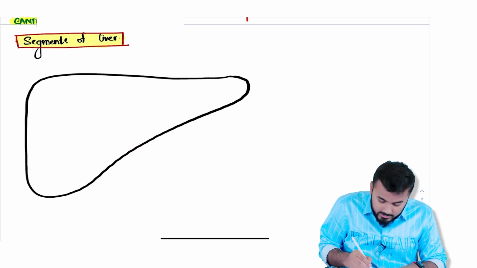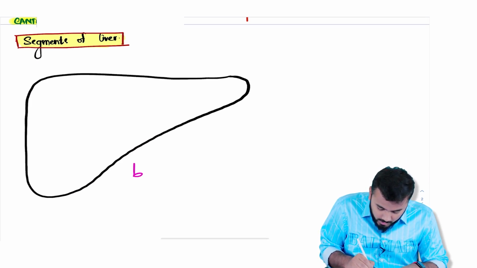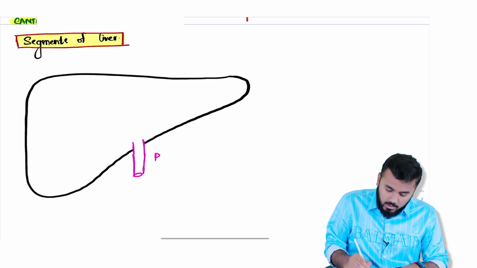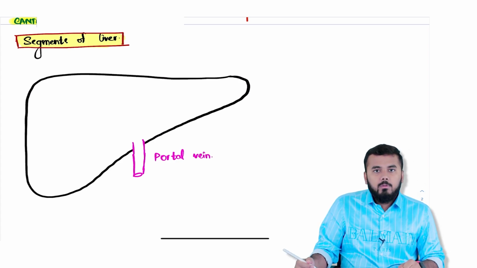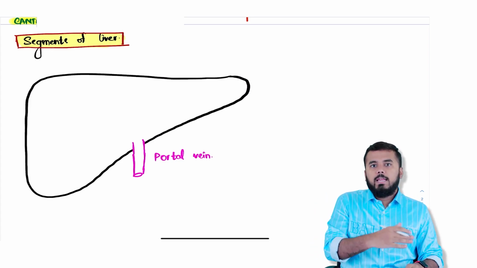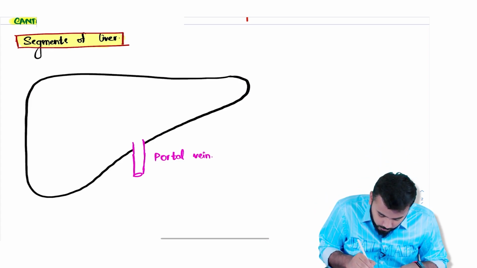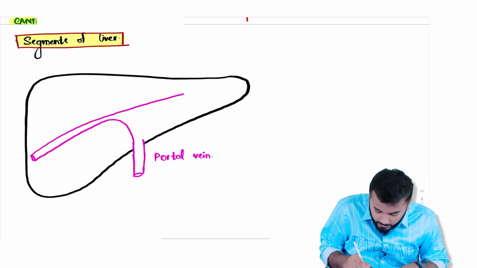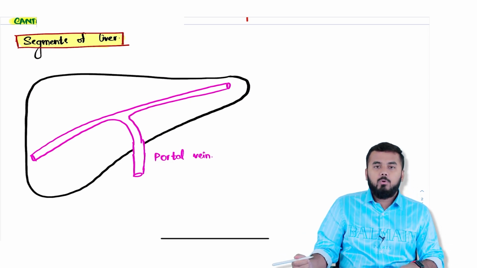Let us say from below here, I have a vein that is coming up. I have a vein that is ascending all the way. This vein is called the portal vein. What is this vein called? This vein is called the portal vein. Now this portal vein divides into two, the right portal vein and the left portal vein, right? So the portal vein, like this, divides into two. This is called the right portal vein and this is called the left portal vein.